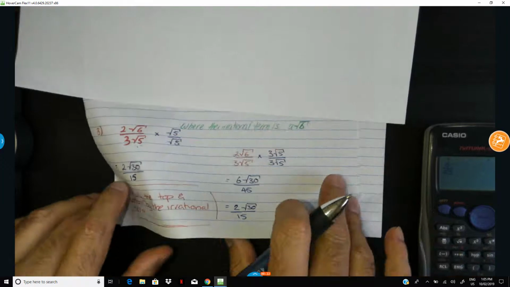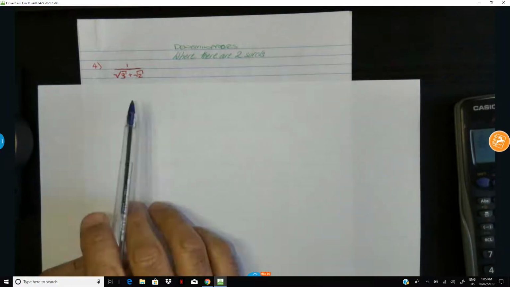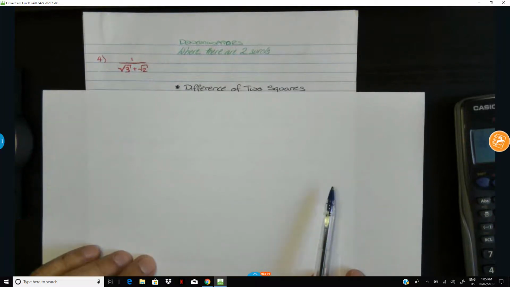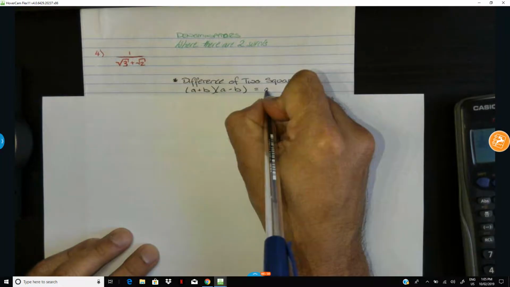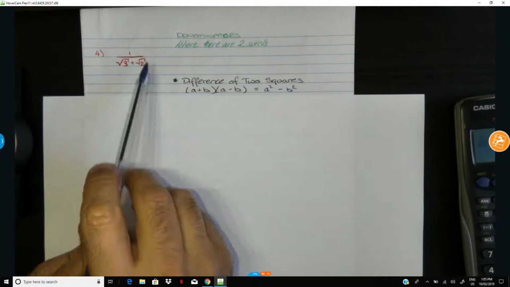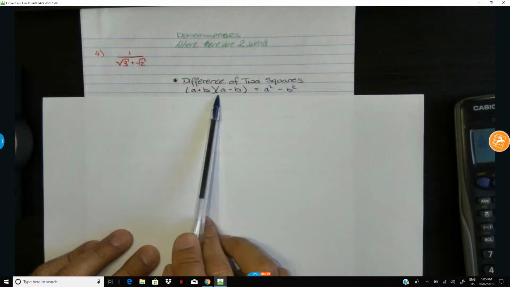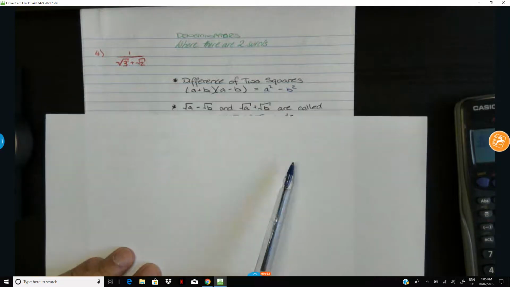Okay, so some more examples. Here we have 1 over square root 3 plus square root 2. And to solve a question like this, what we really want to be doing is reminding ourselves of the binomial products of perfect squares, the difference of two squares. So if you had a plus b multiplied by a minus b, you would get a squared minus b squared. Okay, so to solve something like this, we're going to use this idea, and we're going to multiply it by its conjugate.